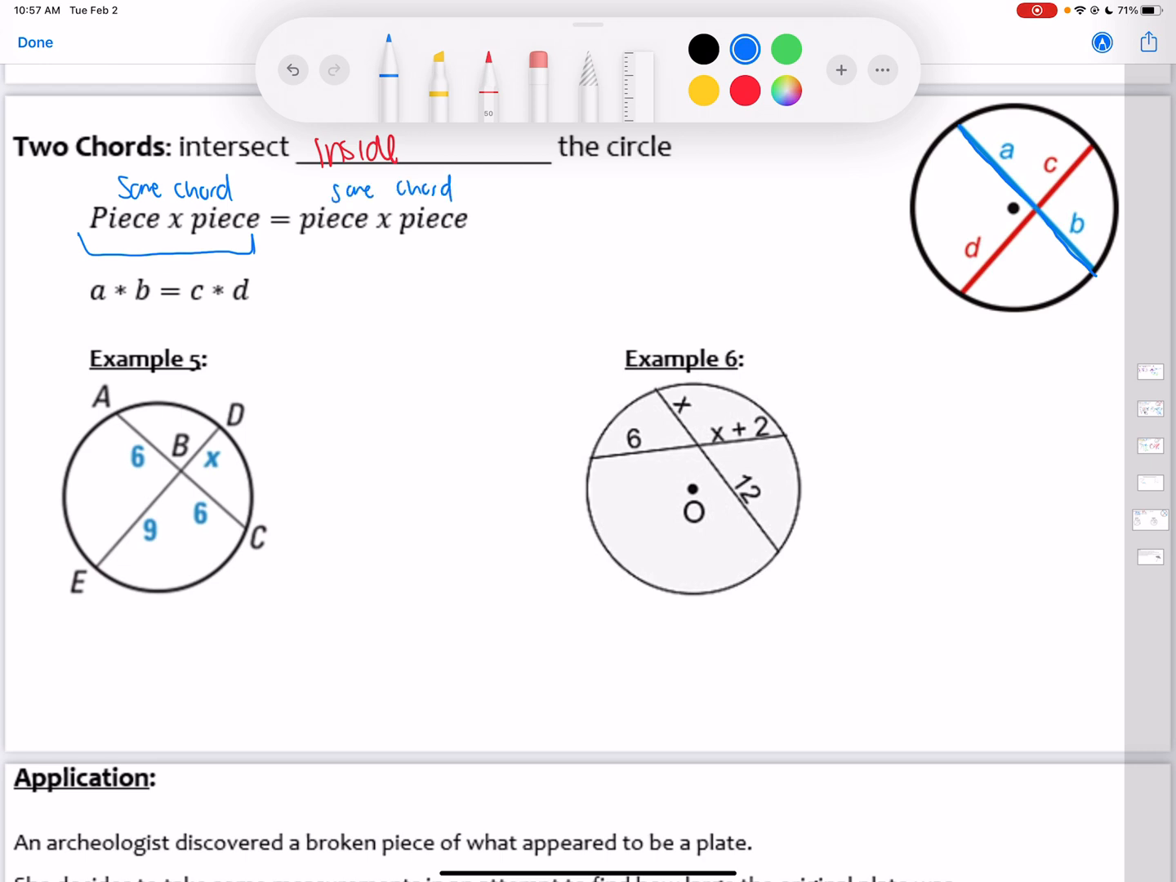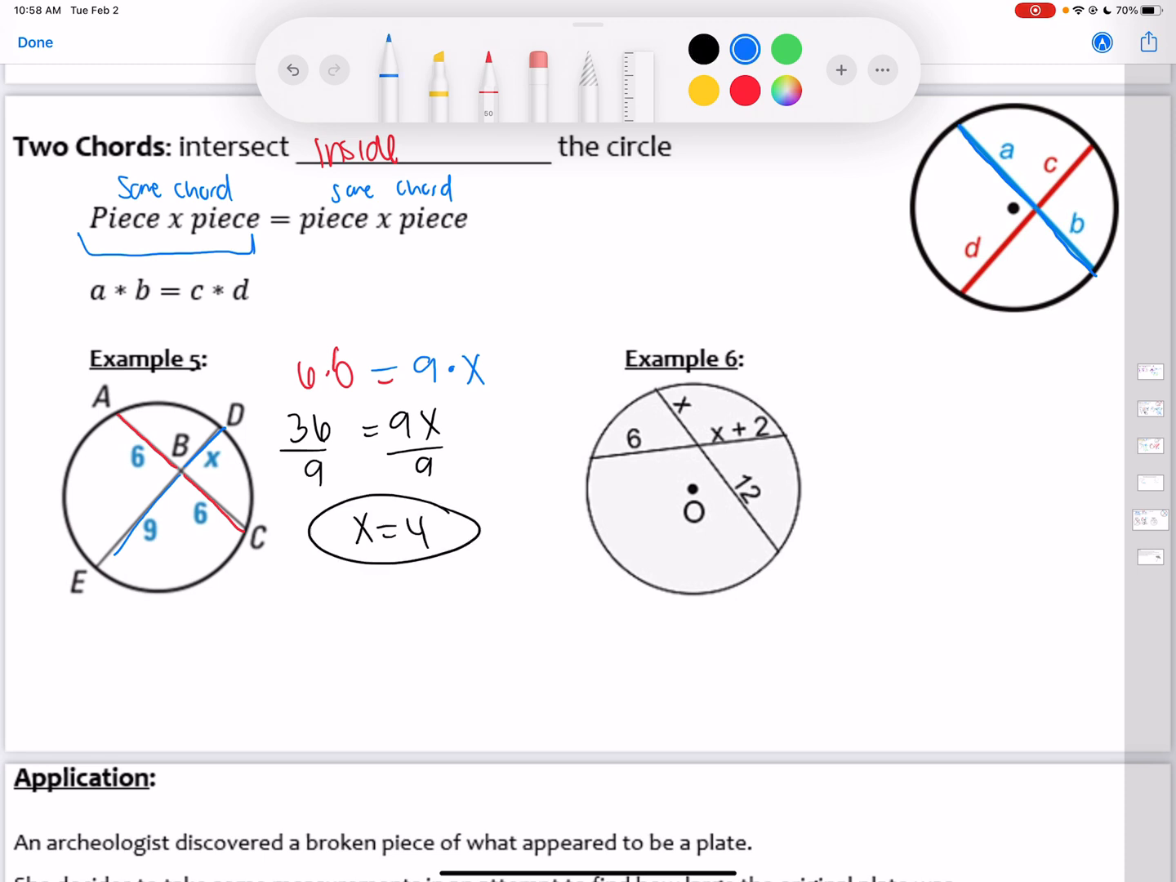So A times B, so looking at the picture to the right, A times B, notice A and B are on the same chord, but A is the top piece and B is the bottom piece. And I'm setting that equal to C times D. So just kind of an example, a couple examples for you. A is this piece, 6 is that piece, 6 is this piece. So 6 times 6 equals, and then I've got X, which is one piece, and 9, which is one piece, so equals 9 times X. Solving just like you would, 36 equals 9x divided by 9, x equals 4.